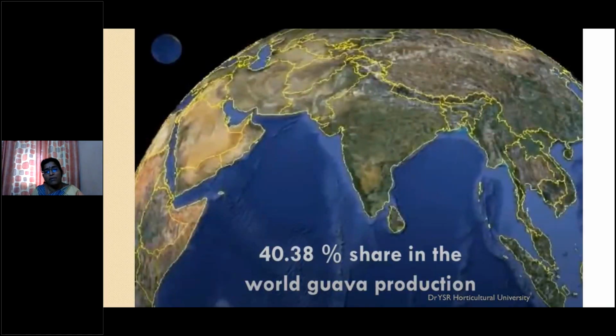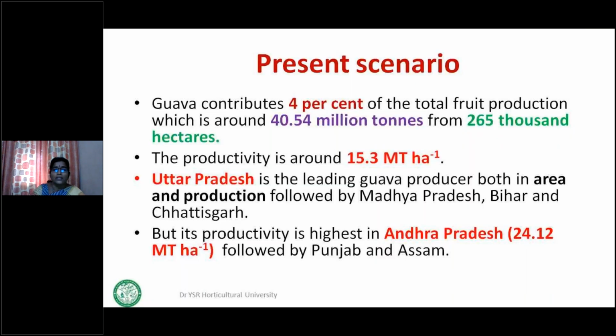Then if you see India's position in world guava production, India shares 40.38% of guava in the world share. So guava contributes 4% of the total fruit production, with a production of 40.54 million tons from 265,000 hectares in India, and its productivity is 15.3 metric tons per hectare. Uttar Pradesh stands first both in area and production, whereas when it comes to productivity, Andhra Pradesh is in first place with 24.12 metric tons per hectare.